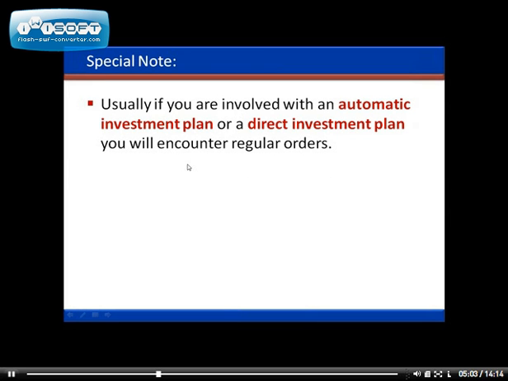Usually if you are involved with an automatic investment plan or a direct investment plan, then you will encounter regular orders. And this is not really something to just go crazy about. It's just something that you need to know. I'm just letting you know what options are available to you when trading.